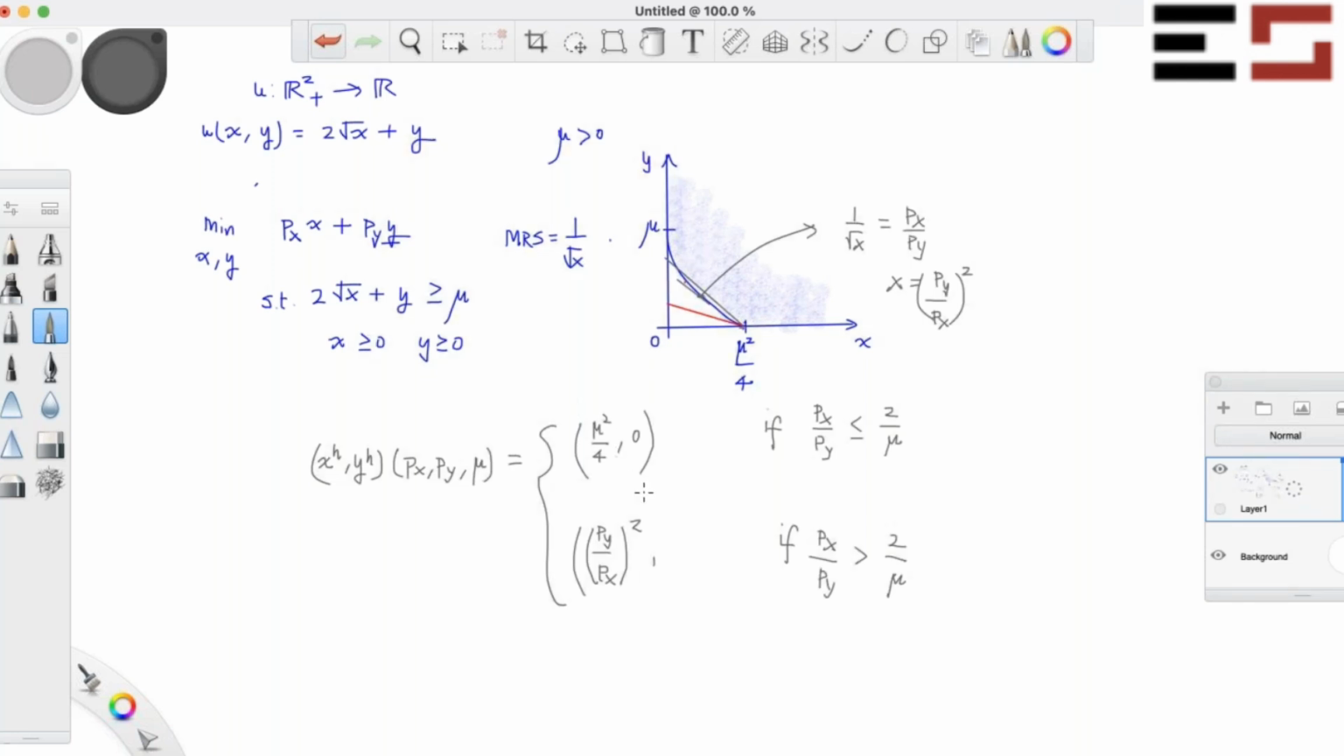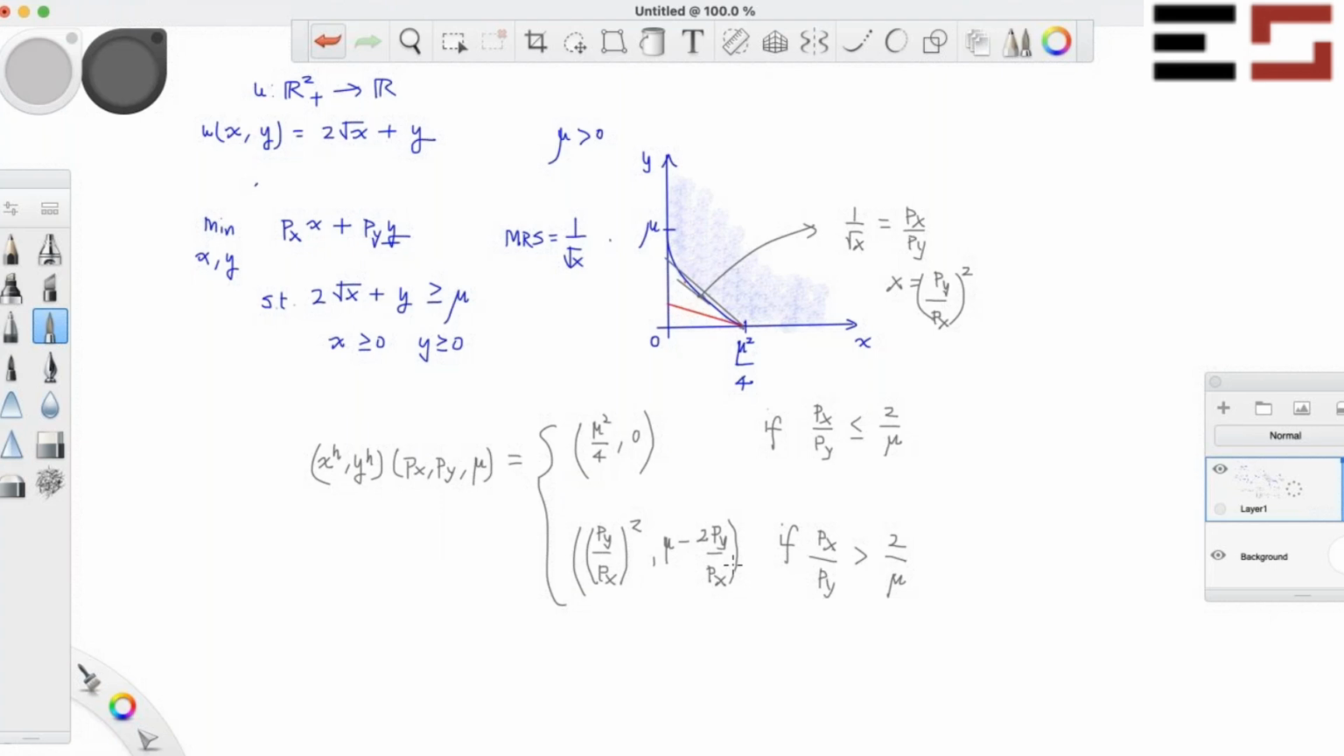Okay, and what is the corresponding y value? This is something you get by using the fact that this point is on this indifference curve. So I know that y must be equal to mu minus 2 root x. So let's take the square root of this, which is py by px. Is that okay? Is this clear? So this is how you calculate the Hicksian demand.